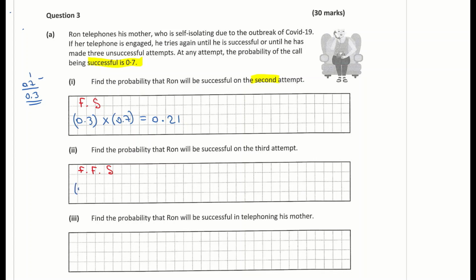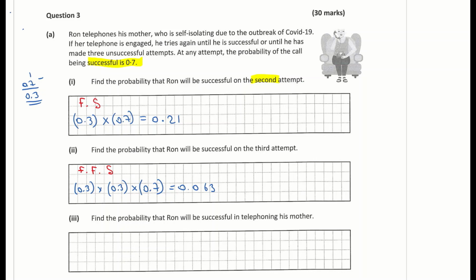So that's giving me a probability of failure of 0.3 for the first, and again "and" means to multiply: probability of failure for the second and probability of success for the third. So 0.3 by 0.3 by 0.7 is 0.063. So 0.063 is the probability of getting through on the third attempt.